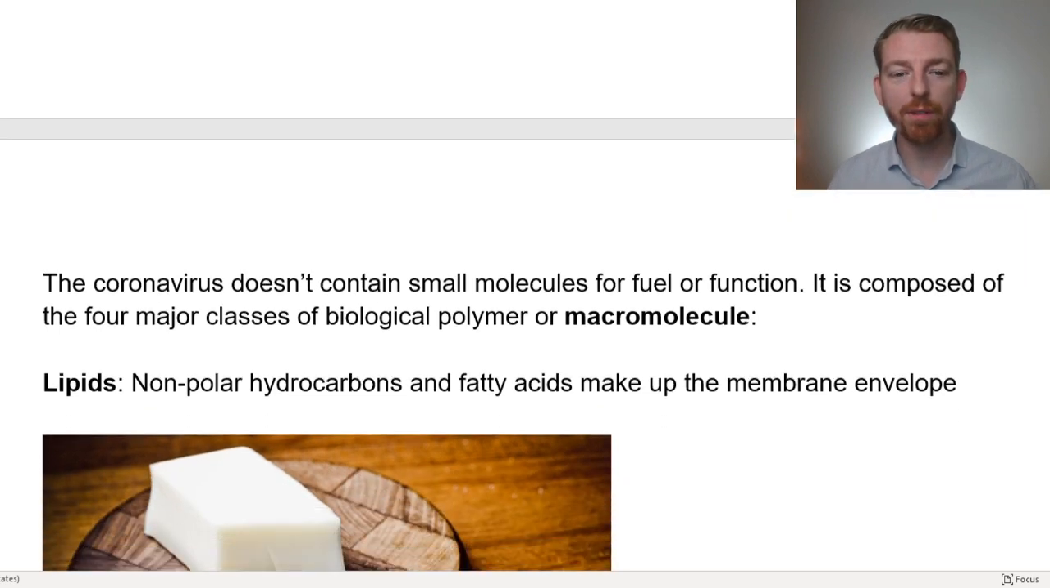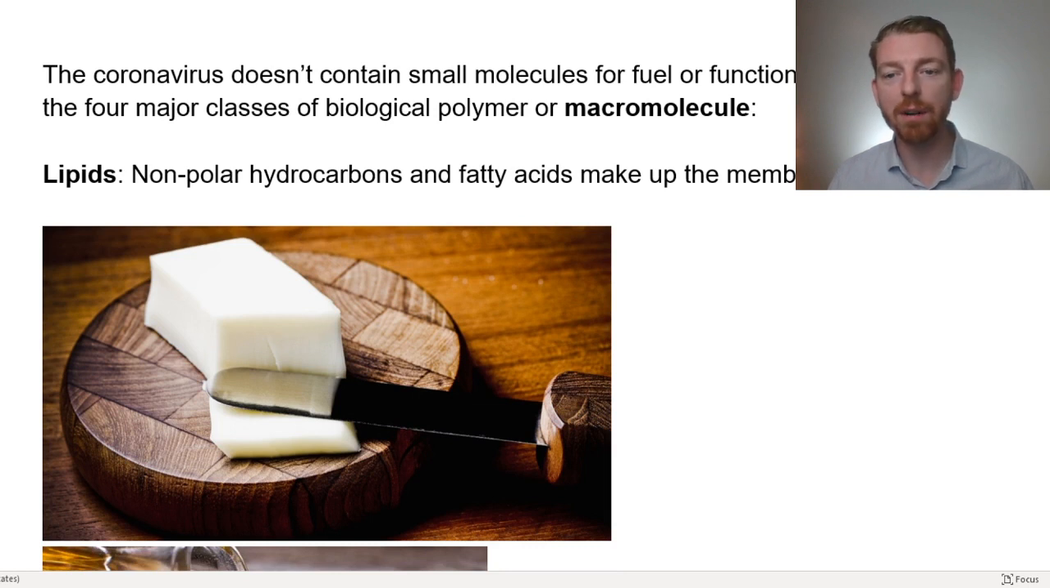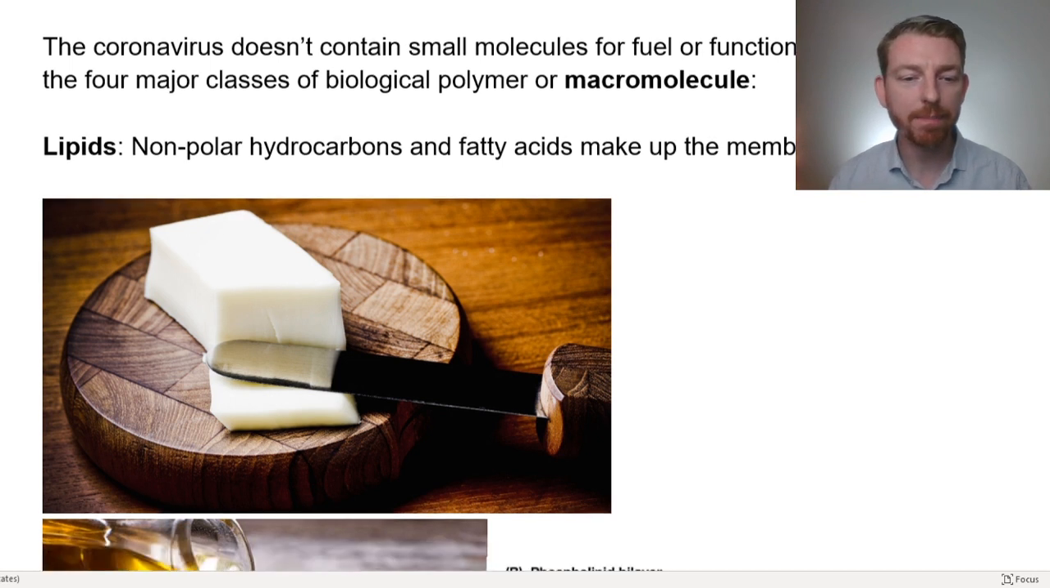So the first one that we're going to talk about is lipids. So these are fats and oils, essentially. These are non-polar hydrocarbons and fatty acids, like we mentioned with carboxylic acid and talking about soap. These make up the membrane envelope that is going to contain the virus. So that kind of bag, the water balloon looking thing, that makes up the body of the virus.